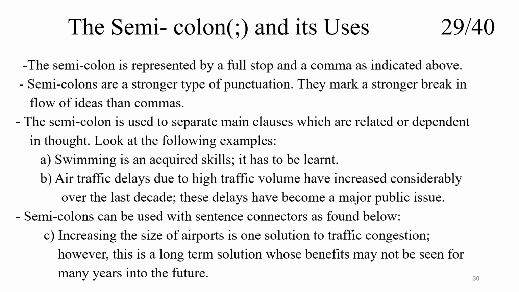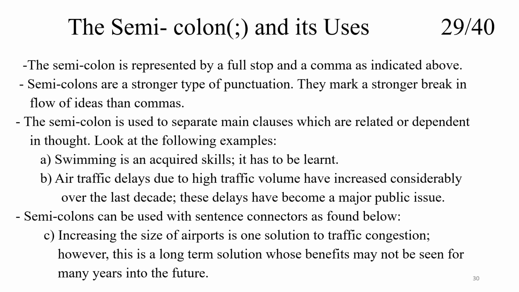So look at the example. "Swimming is an acquired skill; it has to be learned." The "it" there, "has to be learned," is related to the swimming we are talking about. It should be "swimming is an acquired skill"; the S shouldn't be there. Another example: "Air traffic delays due to high traffic volume have increased considerably over the last decade; these delays have become a major public issue."